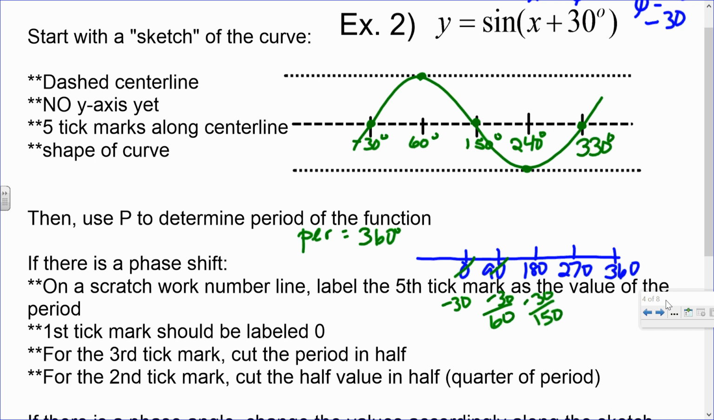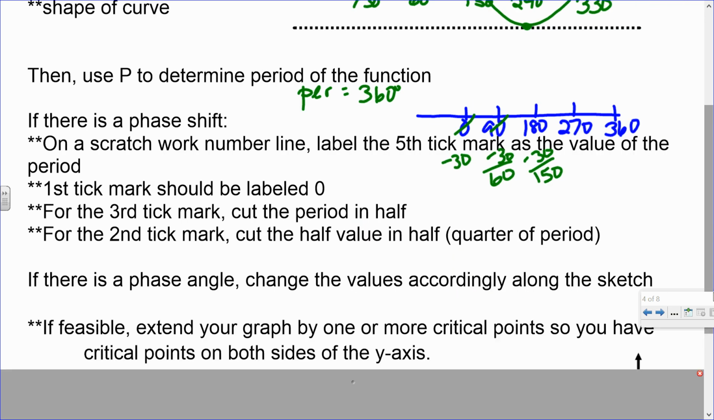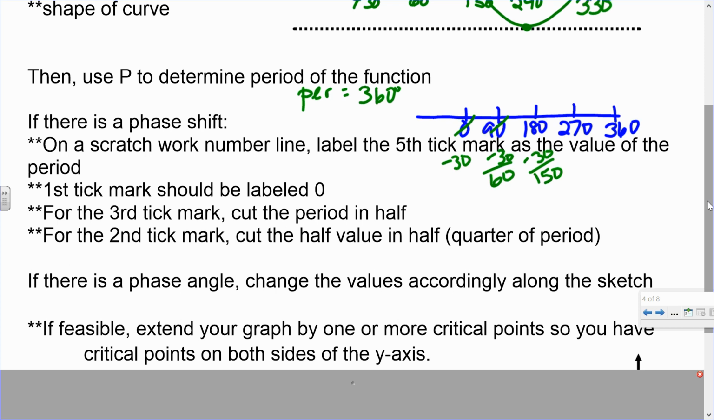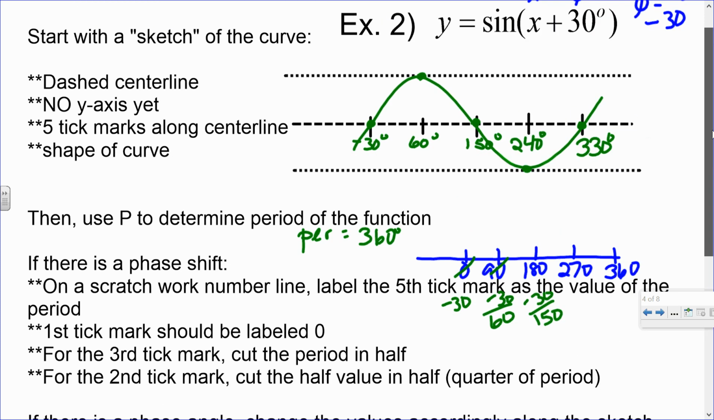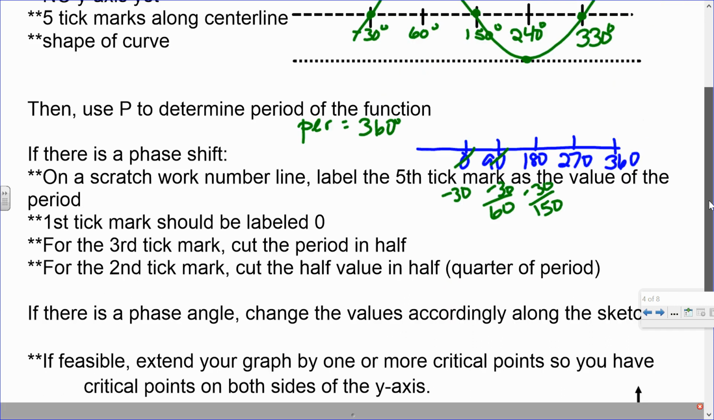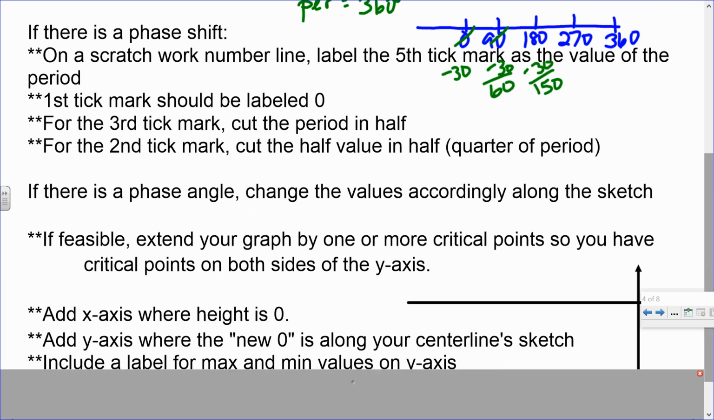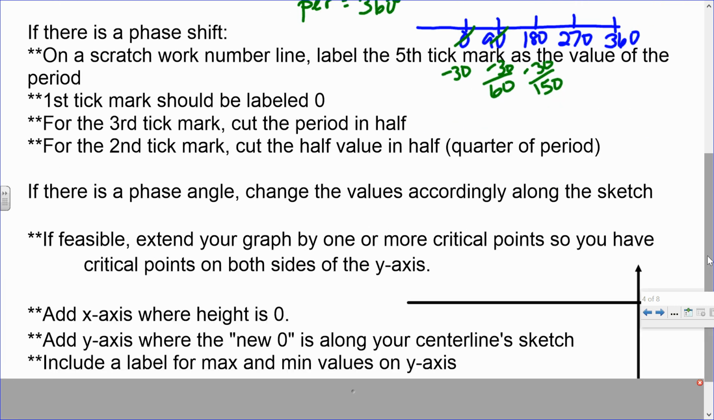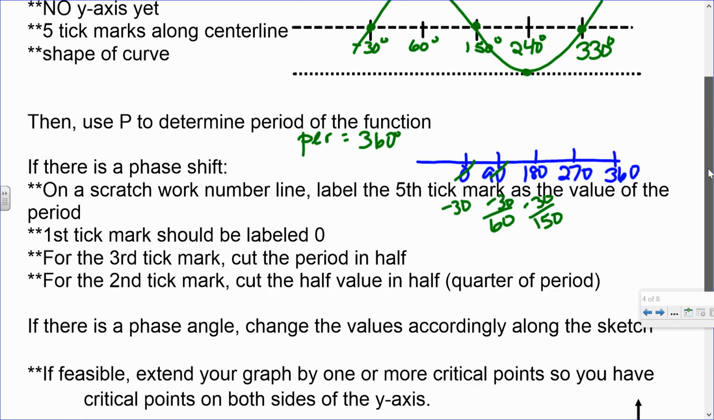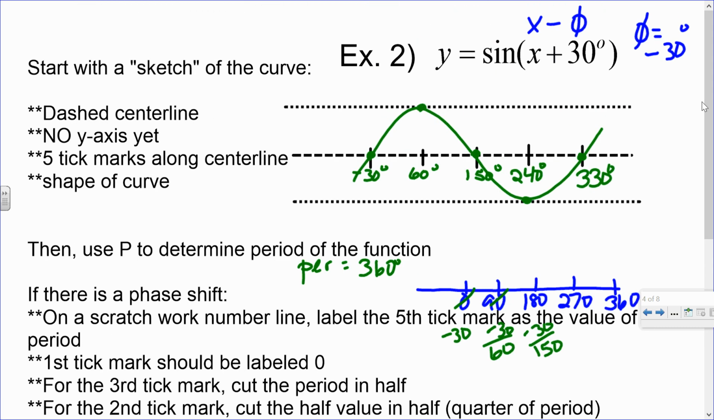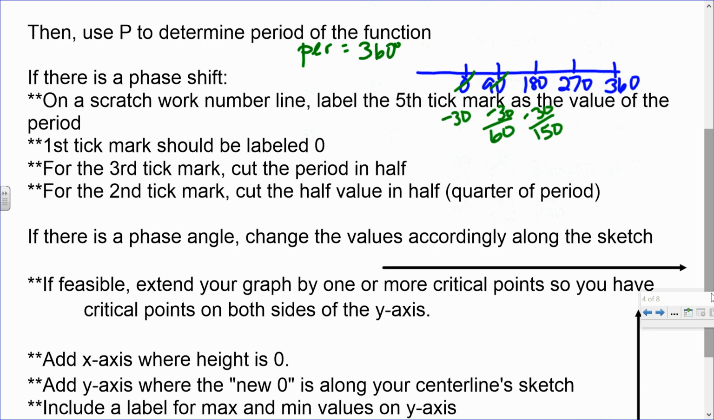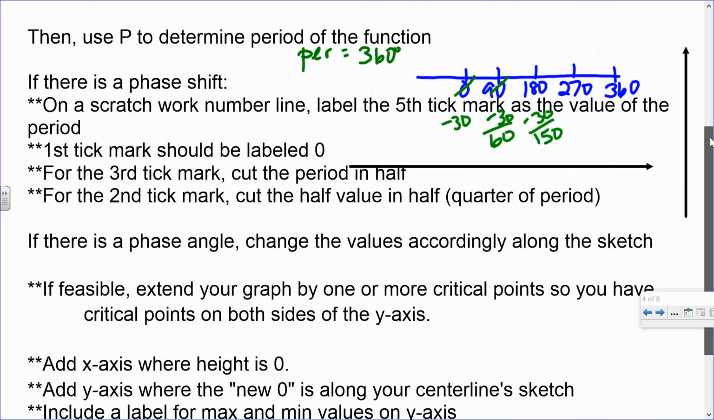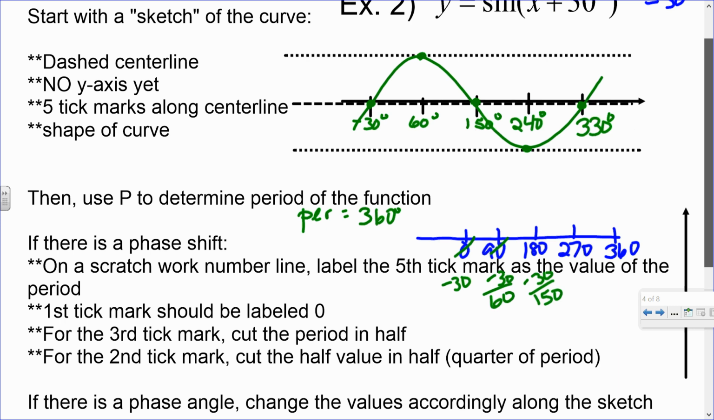So everybody good to there? Okay, then we need to make sure we have at least one negative and one positive critical value, do we? Yeah, we've got negative 30, we've got positive 60, so we're good with that. We don't have to extend this one. So we're going to add the x-axis and the y-axis. So what is the center line? So that means that the center line is the x-axis. So let's put that in here.